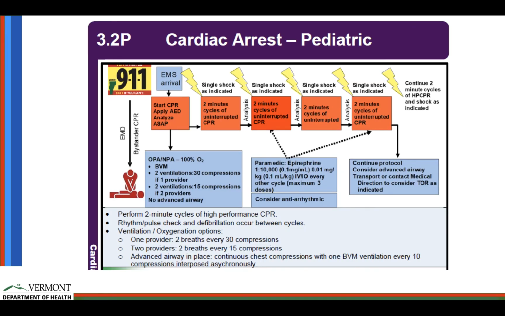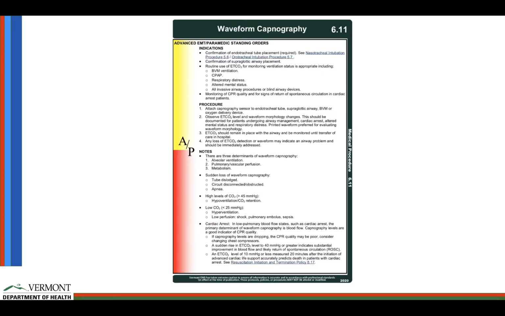Similar changes using high-performance CPR were made to the pediatric cardiac arrest protocol. We will be sponsoring regional train-the-trainer classes for pediatric high-performance CPR in the coming year, and your agency should practice the techniques. We recommend that both adult and pediatric high-performance CPR be reviewed on at least a quarterly basis. Keeping these skills sharp will go a long way to improving survival rates of victims of sudden out-of-hospital cardiac arrest.